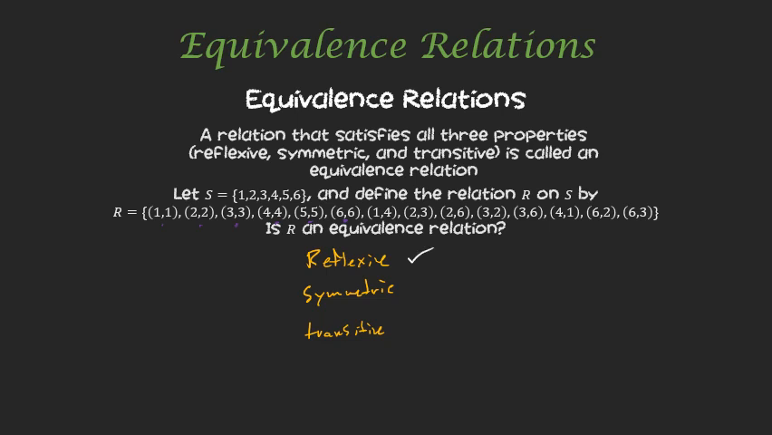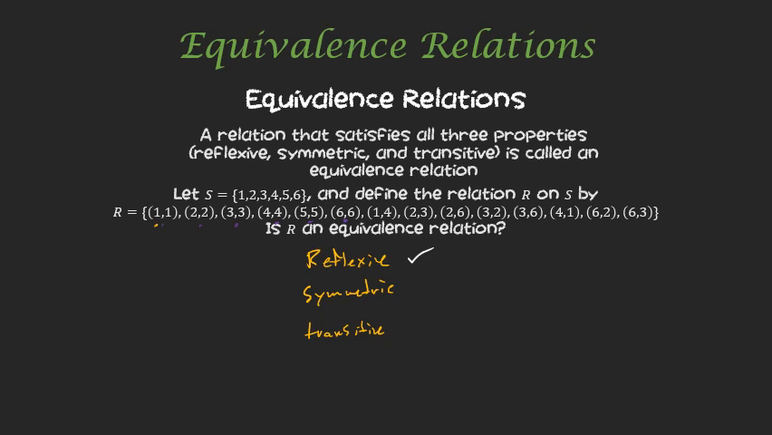For symmetric, we want to check each pair of elements for which A is related to B, and we need to make sure that B is also related to A in those cases. This is going to be pretty easy with pairs where an element is related to itself, because if 1 is related to 1, I would also need to check that 1 is related to 1. But of course it is, I just said that. So we don't really have to check any of the pairs where an element is related to itself. We do need to check the rest of these though.